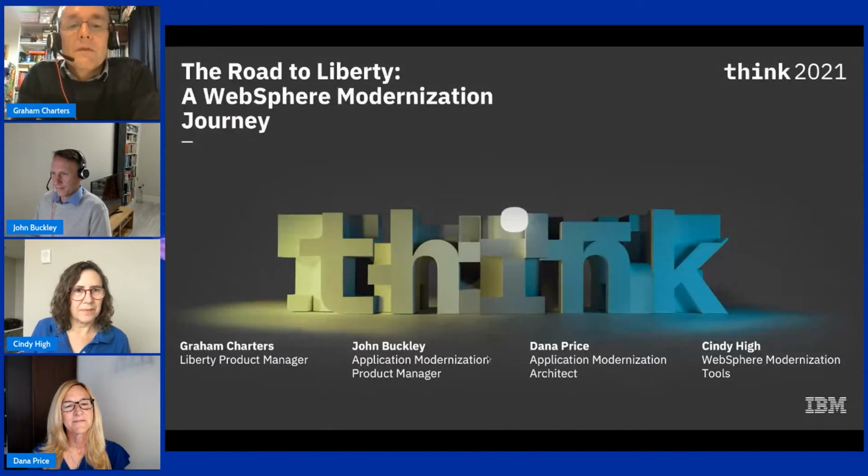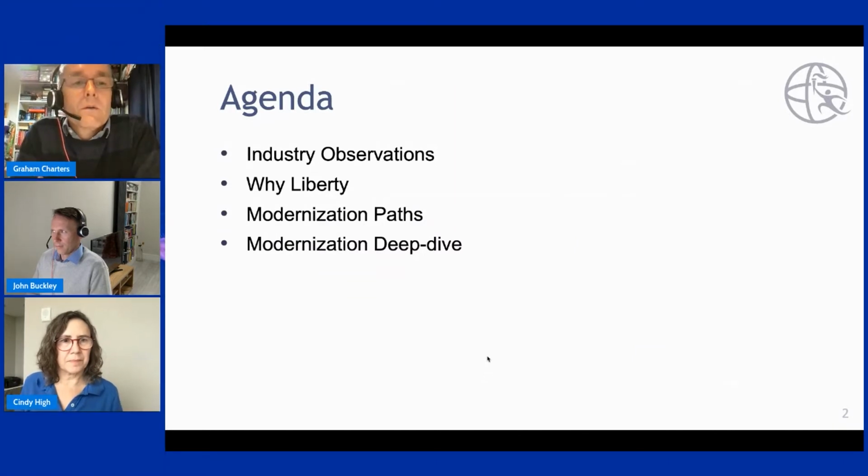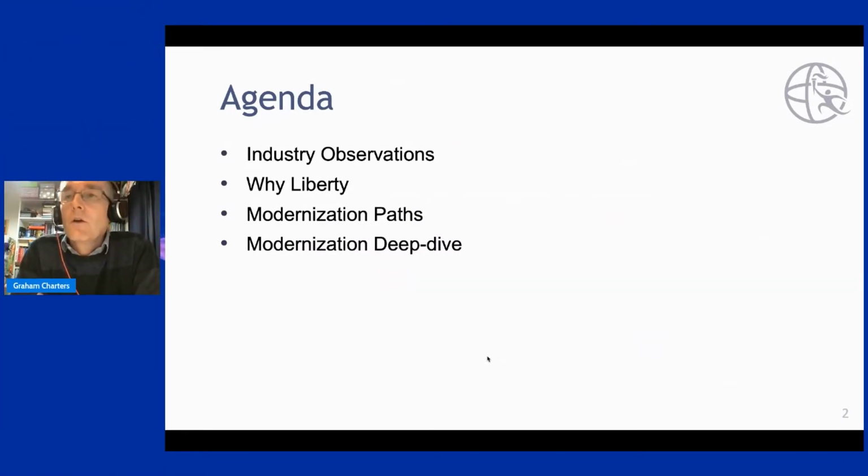Okay, so let's get onto the materials. The session we've got today is The Road to Liberty, a WebSphere modernization journey. And it comes in 4 parts. I'll start by talking a bit about context, industry observations, and so on. So how we got to where we are today and where we see the industry going. I'll talk a little bit about why we think Liberty is a great choice for modernizing your applications. Then I'll hand over to John, who will talk about modernization paths. And then John, Cindy, and Dana are going to cover deep dive material in modernization.